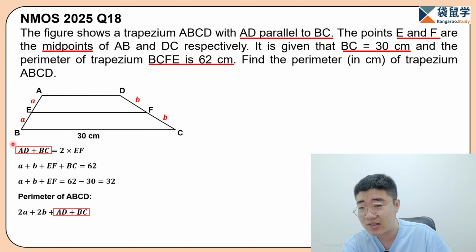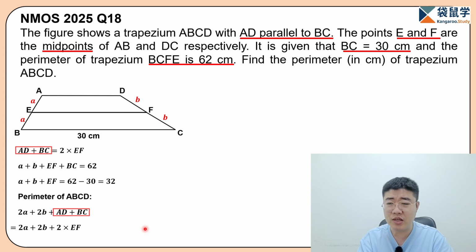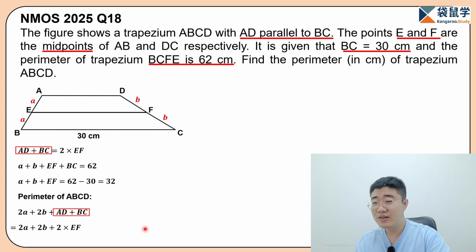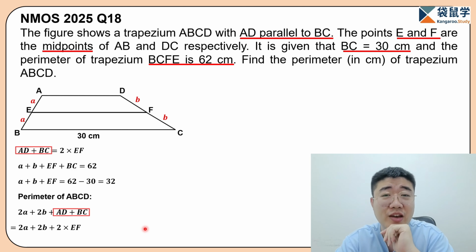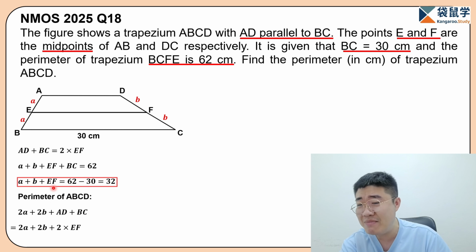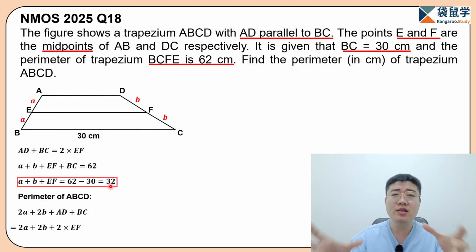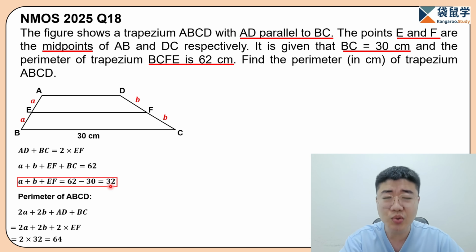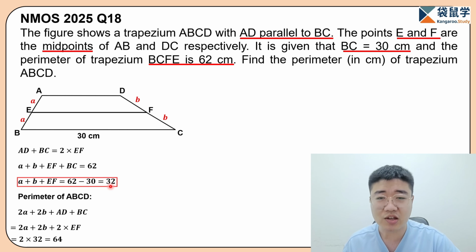Since we know that this equals 2 times EF, we can do the replacement here. So we change it into 2A plus 2B plus 2 times EF. Now, does this also look familiar? 2A plus 2B plus 2 times EF will be 2 times A plus B plus EF. Where do we have A plus B plus EF? Oh, we notice that just now, we have this already. A plus B plus EF equals 32. So it will just be 2 times 32, and we find out that this answer will be 64.